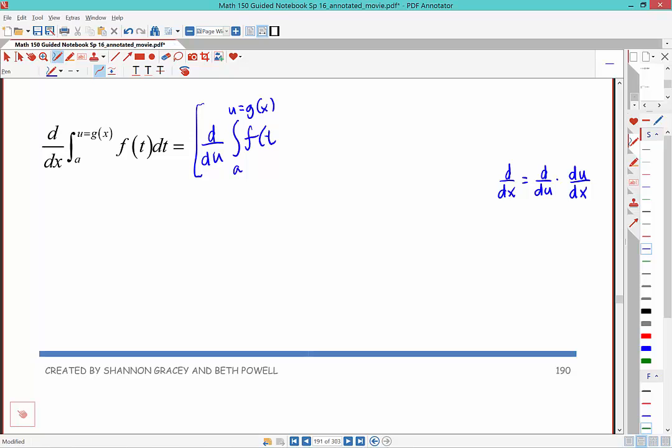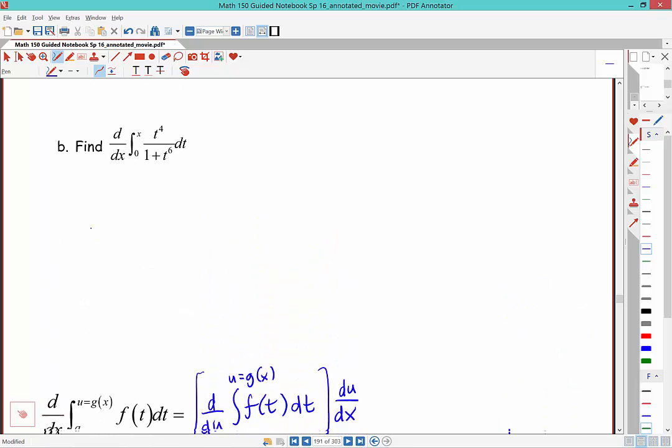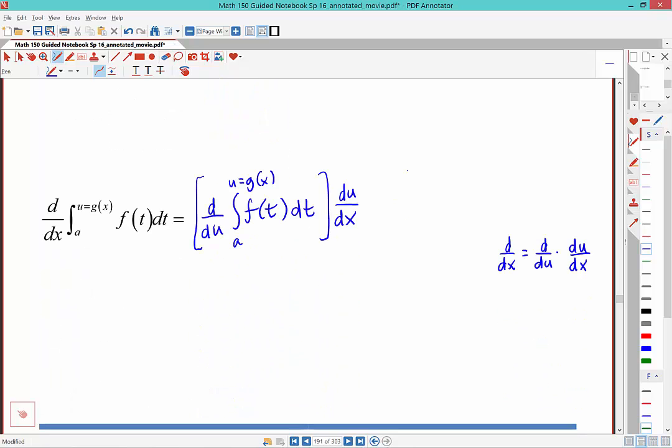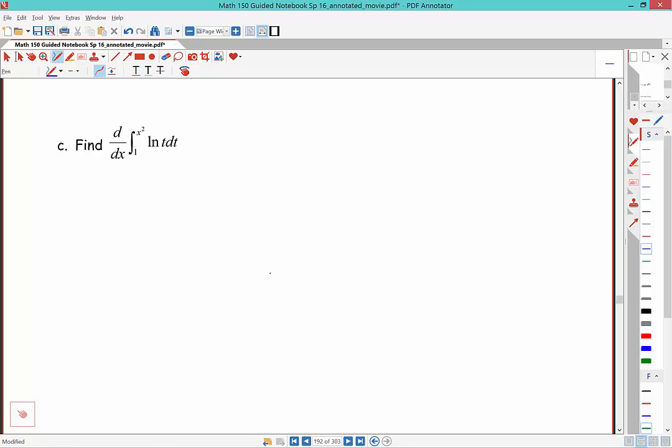Okay? So let's go back to this guy, which is just normal because it's a constant 0 to x. So what are we going to get for this? Beautiful. x to the 4th over 1 plus x to the 6th, and that's by the second fundamental theorem of calculus. And we can do that because of this d dx in front of it. Okay, so now let's take a look at this guy. d dx, do you see now we have 1 to x squared, not a constant to x, a constant to x squared. So you come over here, you let u equal to what? Good, x squared. And then what would du dx be?